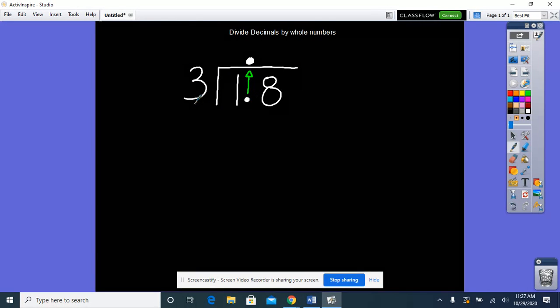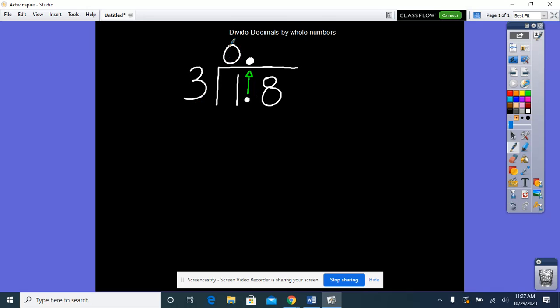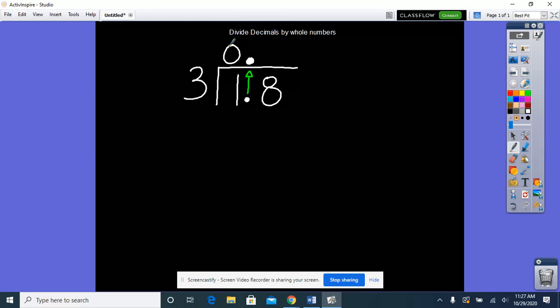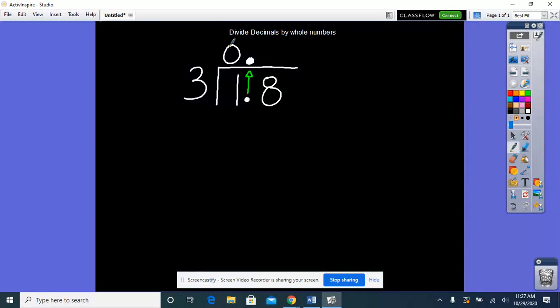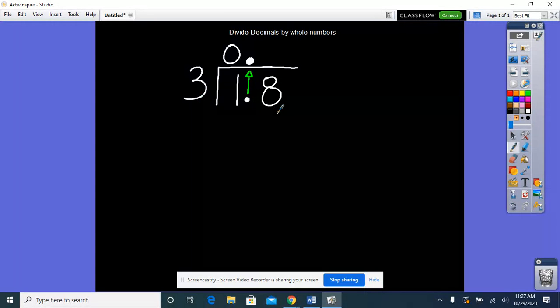My first step is to see how many times 3 goes into 1. 3 goes into 1 0 times because 3 is larger than 1. I could go through my extra steps of doing 0 times 3 and bringing all that down, but I'm still going to get 18. So I need to see how many times 3 goes into 18. We can skip count by 3s: 3, 6, 9, 12, 15, 18. So I have 6 on my fingers. That means 3 goes into 18 6 times.